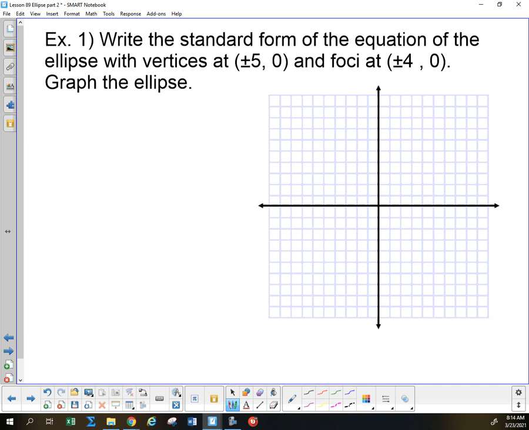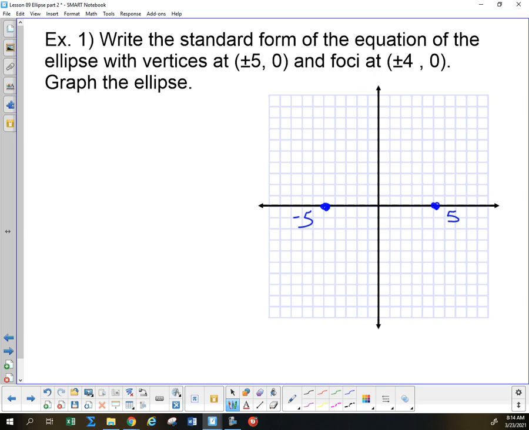So for this one, we start off knowing 2 of the vertices are at positive 5, 0 and negative 5, 0. So first thing we want to do is just to graph those. So 1, 2, 3, 4, 5, 0. 1, 2, 3, 4, negative 5, 0. Right now, I don't know if those are major or minor axes. That could be the shorter one or the longer.